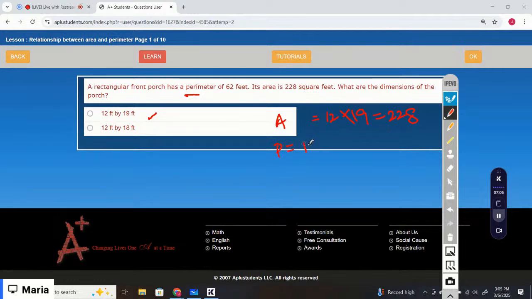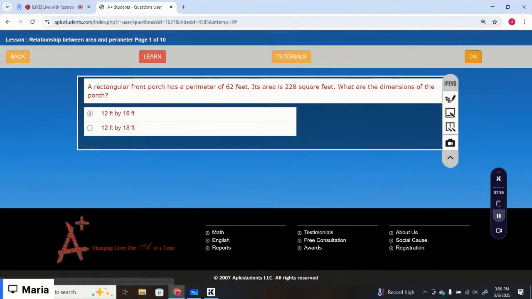Now for the perimeter, you have to add the side lengths. A rectangle has opposite sides equal in measurement. Just add 12 plus 12 plus 19 plus 19, and that makes 62. So the product of these two numbers is 228 and their sum is 62. That is the correct option. So option number 1 is the correct option, that is 12 by 19.